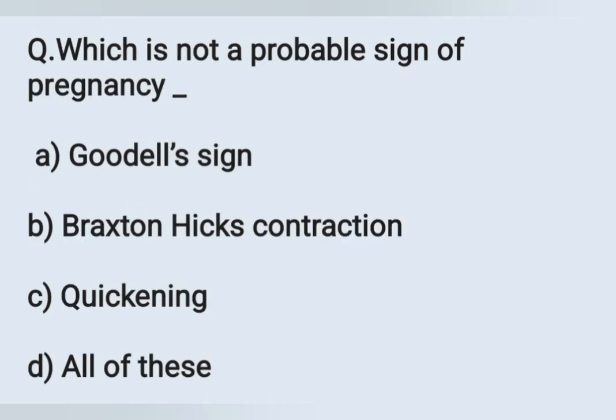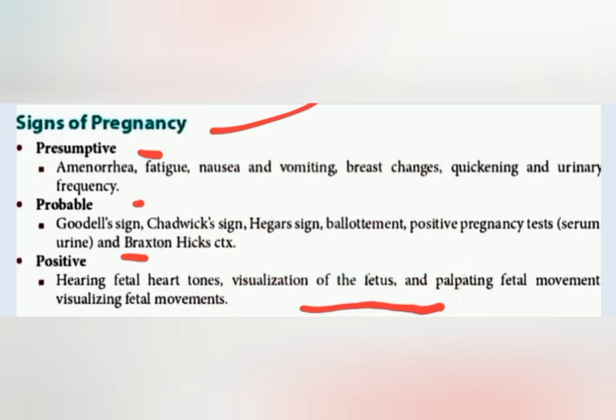And the next question is, which is not a probable sign of pregnancy? Option A, Goodell's sign. Option B, Braxton Hicks contraction. Option C, quickening. Option D, all of these. Here the question is, which one is not a probable sign of pregnancy?